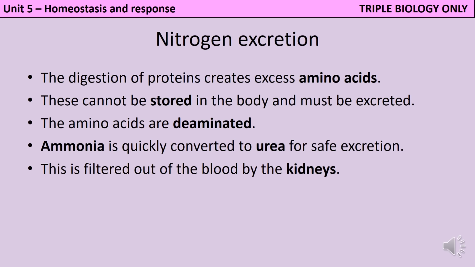If you're taking triple science, then you need to link water control together with removing nitrogen-based waste. As we digest protein, this creates amino acids, and these can't be stored in the body, so they need to be excreted. In the liver, the amino acids are deaminated, and this makes a toxic waste product called ammonia. Ammonia is quickly converted to urea, and this is then filtered out of the blood by the kidneys.